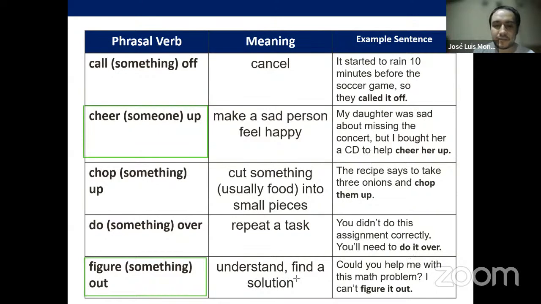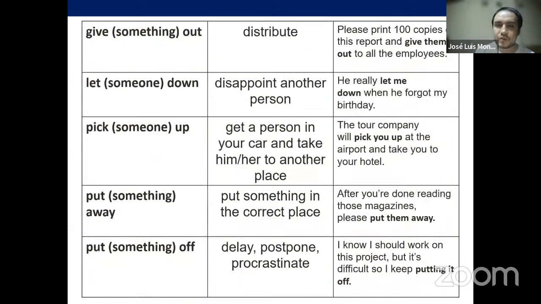So what do you say? Okay. I figure your problem out, or figure out your problem. Yes, in both cases, it's going to be correct. And if it's past, it's going to be figured, right? I figured your problem out. Good. Okay, to solve or to understand a problem. Good. That's two there, two here.